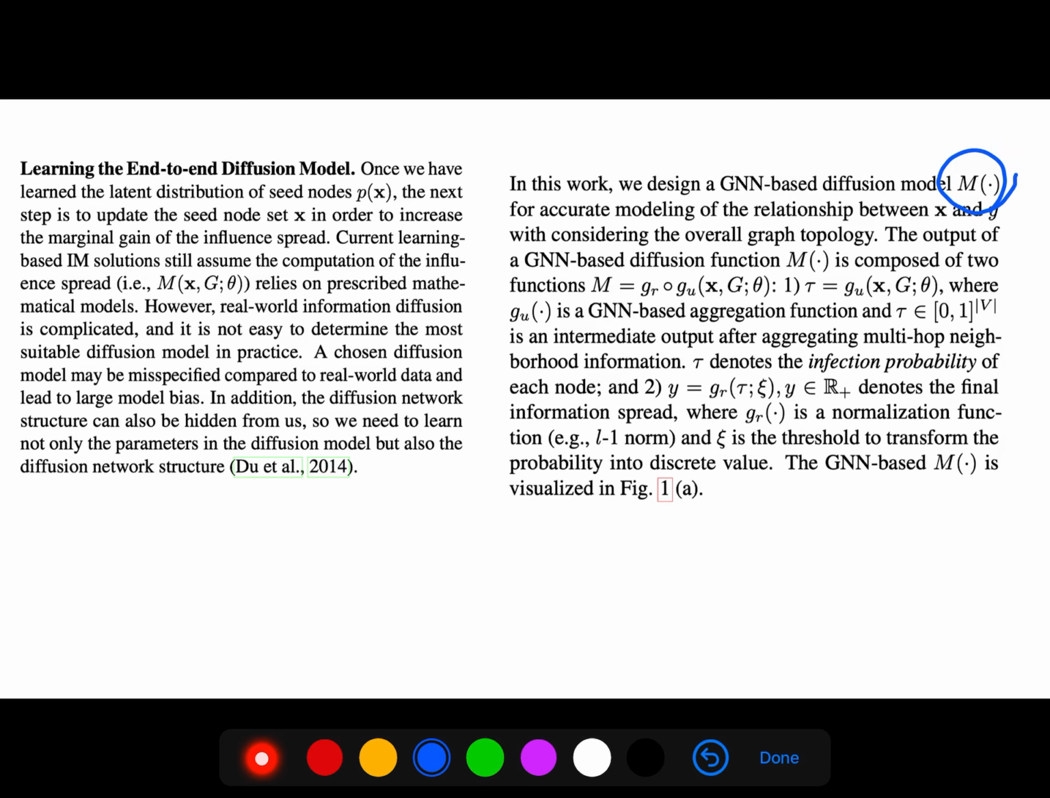G and tau, where G is a GNN-based aggregation function, and tau is a continuous vector with values between 0 and 1. Tau denotes the infection probability of each node. That's why the size of the vector is the cardinality of your number of vertices. And Y denotes the final information spread, where G is a normalization function, and C is the threshold to transform the probability into discrete values.